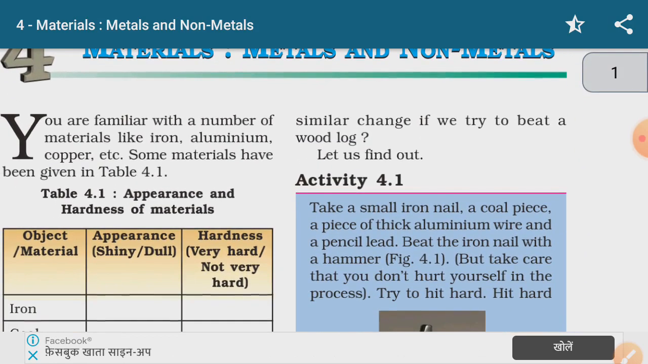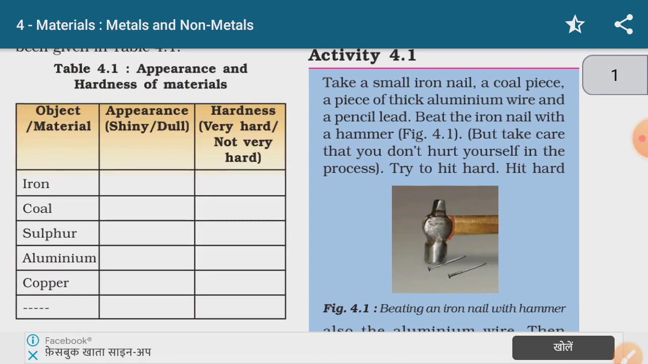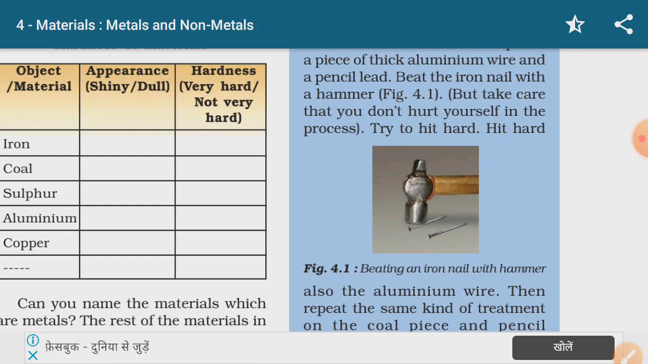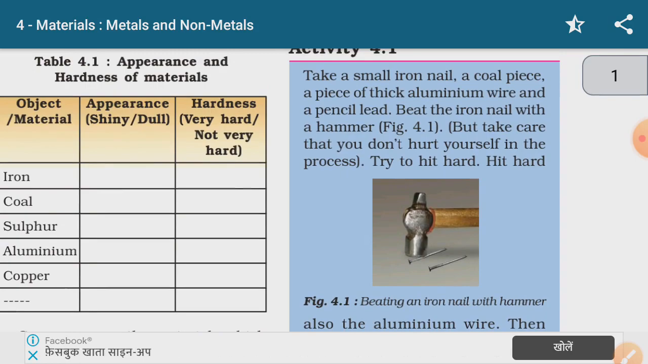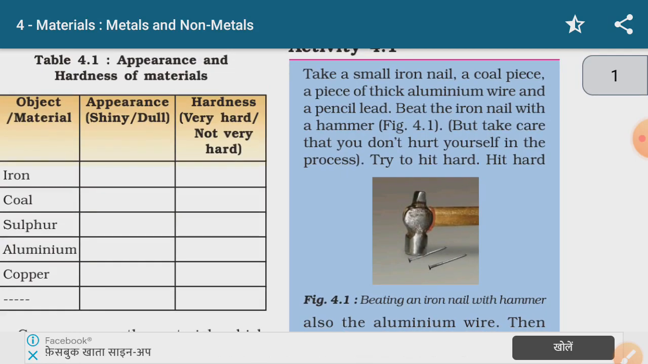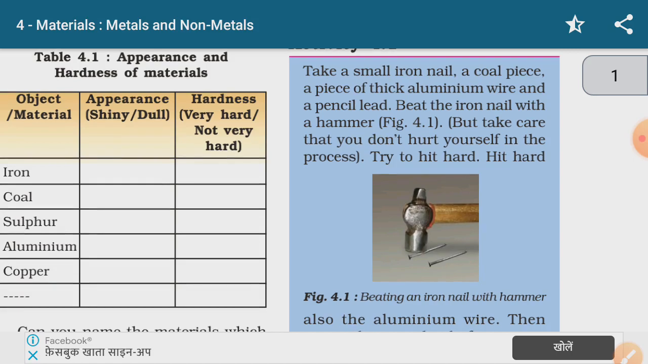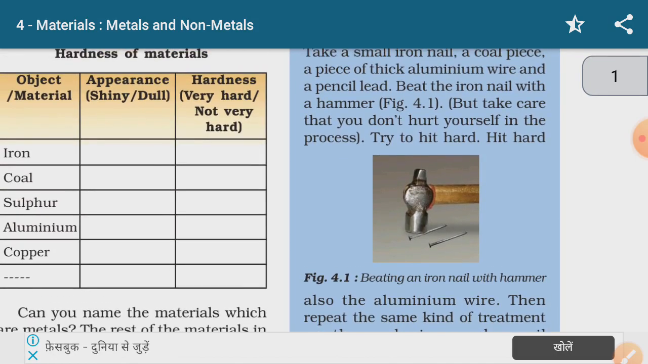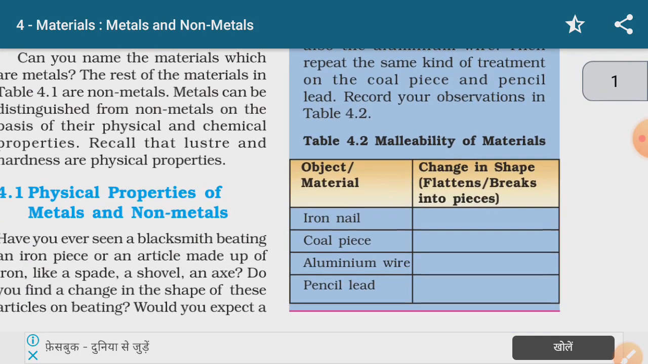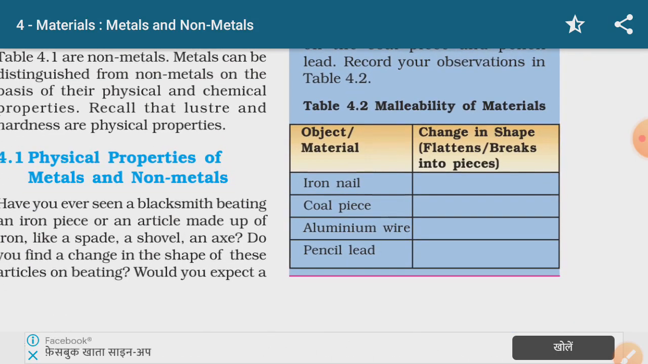Now moving ahead to the next topic, that is activity 4.1, where you can see a hammer. You have been given some materials like an iron nail, a coal piece and a piece of aluminium wire, and they are asking you to beat them with the help of a hammer. So what will be the result on beating? You have to write your observation in the given table.